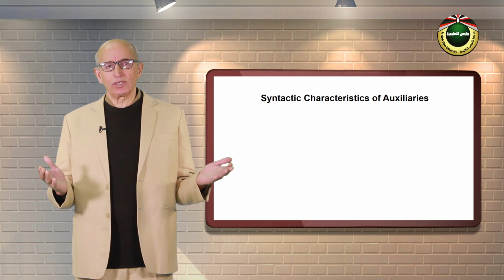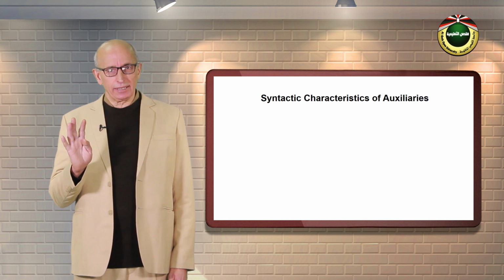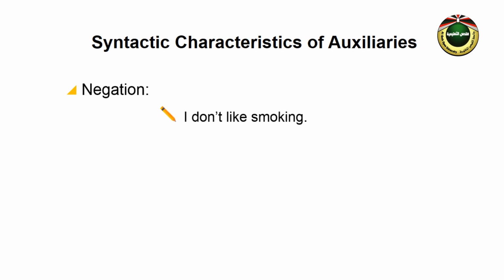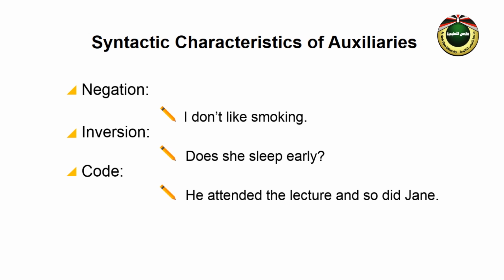Syntactic characteristics of auxiliaries. Auxiliaries have 4 characteristics. They are the following. Number 1, negation. Example, I don't like smoking. Number 2, inversion. Does she sleep early? Number 3, code. He attended the lecture and so did Jane. Number 4, emphasis. I do know the answer.